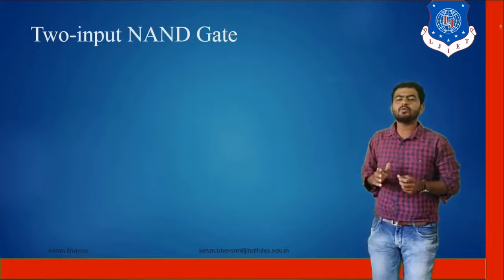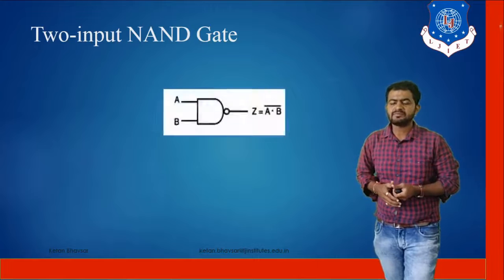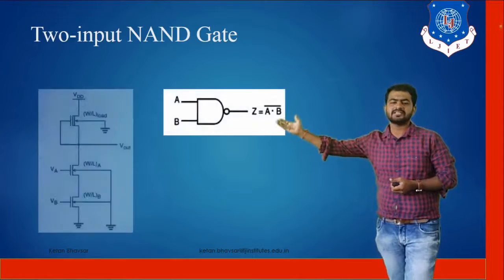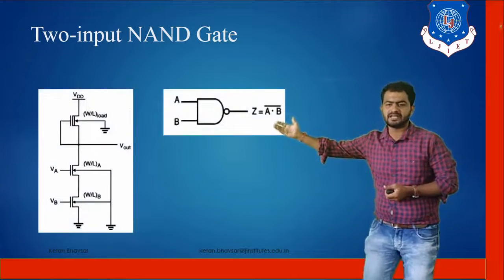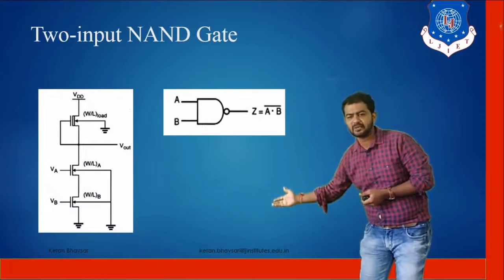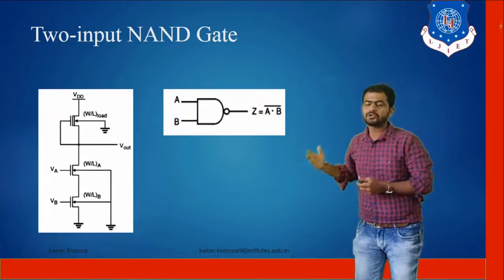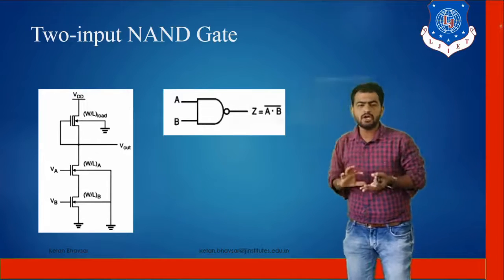Now similarly we move on to the next. It's a two-input NAND gate configuration. In terms of the two-input NAND gate configuration, as you can see, the design looks like this. You can see the variation: here the NMOS transistors are connected in series, and in the NOR gate they are connected in parallel. So these are the differences between the NAND gate and the NOR gate.